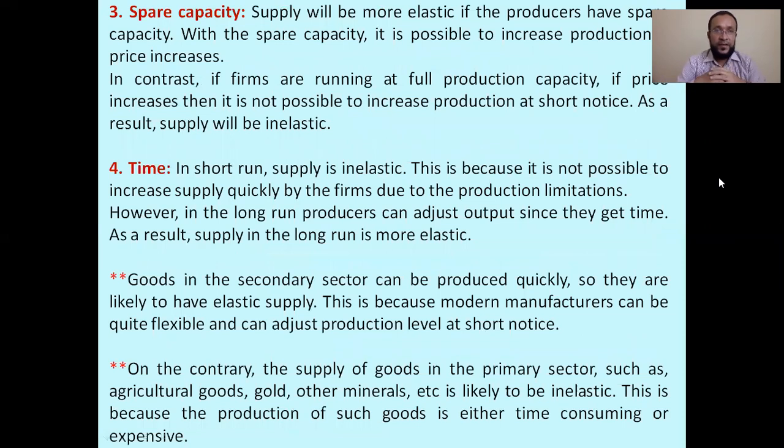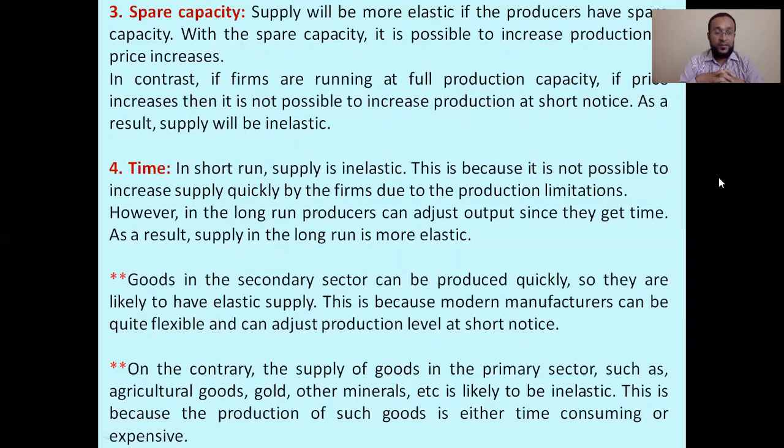Okay. Next factor is spare capacity. If the producers have spare capacity, they can increase their production immediately if price increases. So with the spare capacity, it is possible to increase the production if price increases. In that case, supply will be elastic. In contrast, if farms are running at full production capacity, if price increases, then it is not possible to increase production at short notice. As a result, supply will be inelastic.